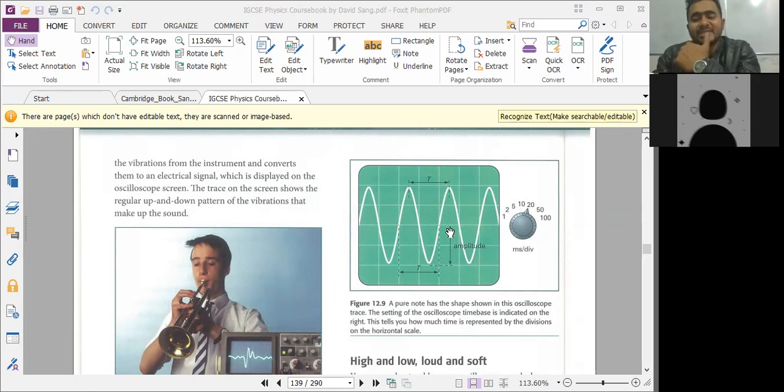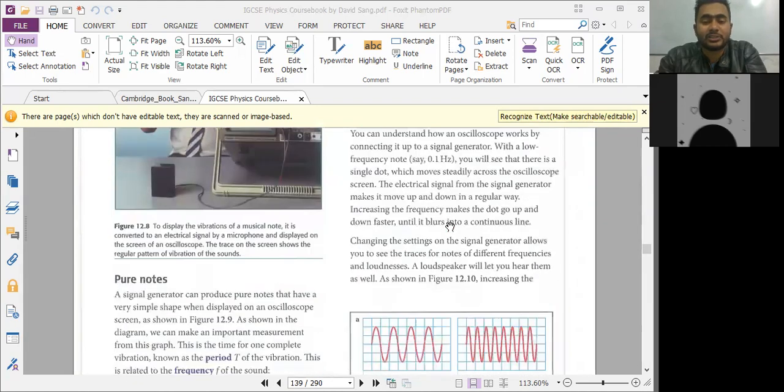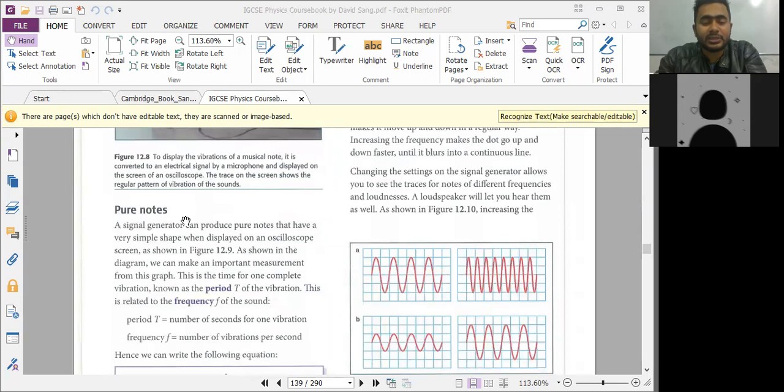Amplitude we cannot measure here unless it is mentioned. So we will just see that the amplitude is 2 small squares, right? If it were mentioned, we could have said okay fine, the amplitude is this much. But anyway, let's come back to the study.